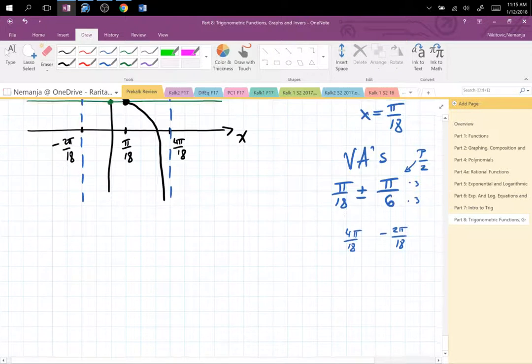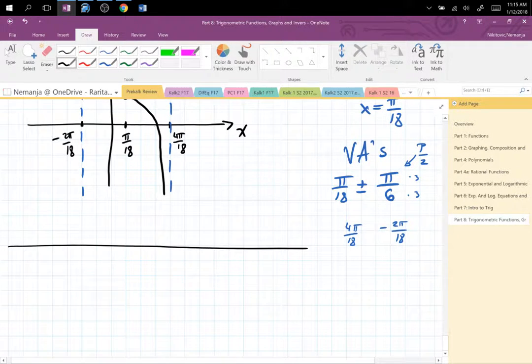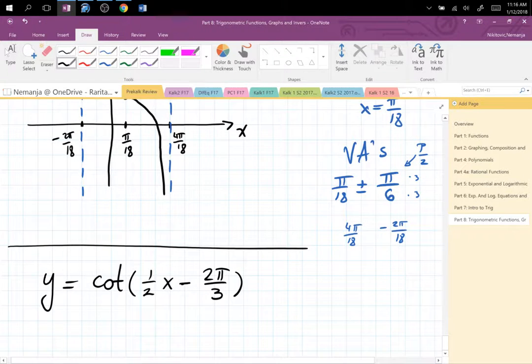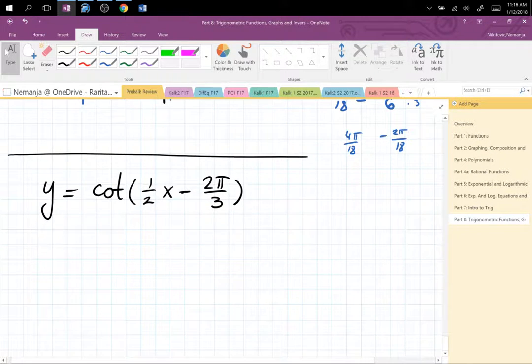Let's put some spice into it. Cotangent of 1/2 x minus 2 pi over 3, just to make it annoying, and leave the d out, who cares. Alright, there we go. So it's going to be 2 pi over 3 over there, it's going to be very interesting, but such is life.